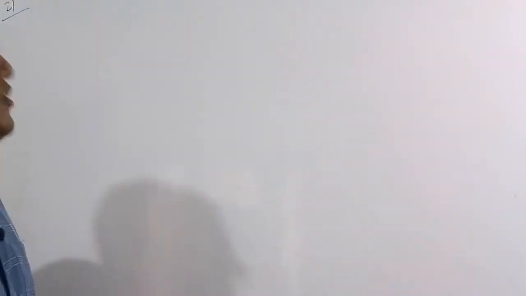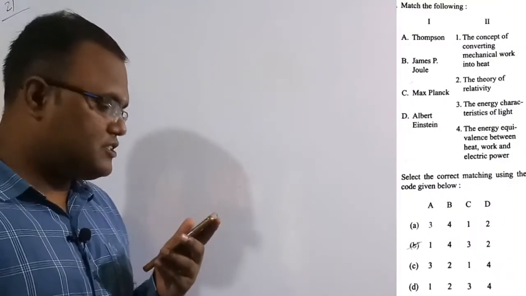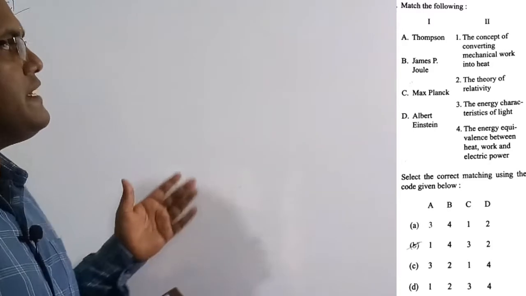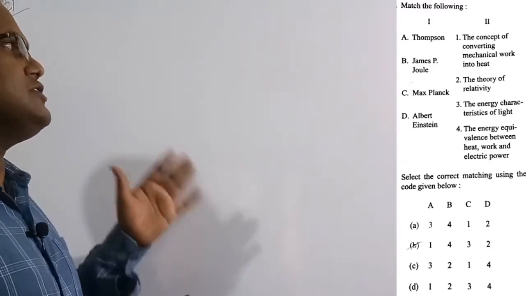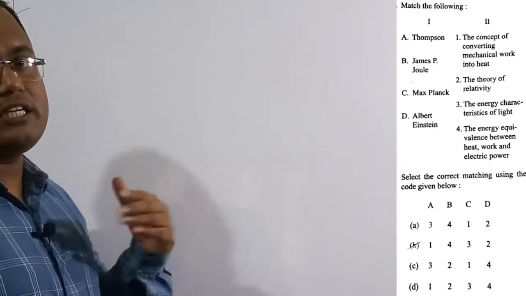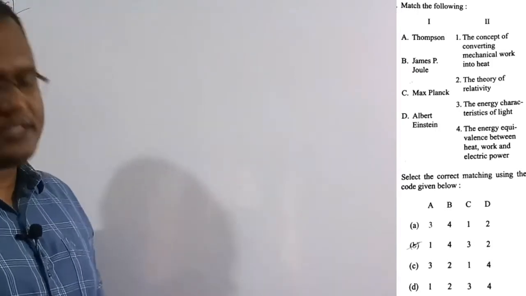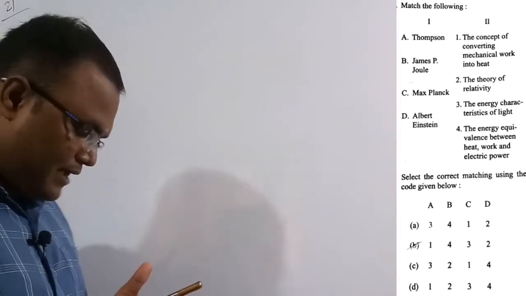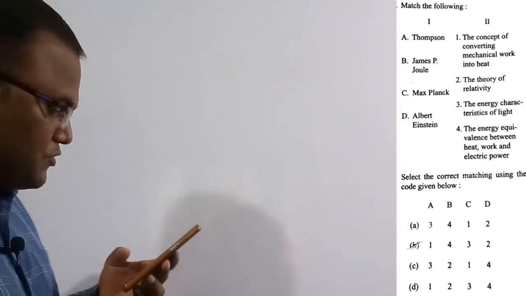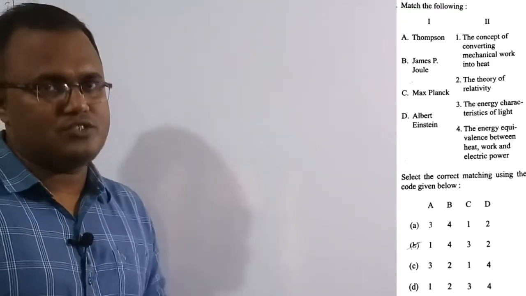So let's get started. Now we are going to solve the 21st question. See the question here: match the following. In list 1 the persons' names are given, and in list 2 the formulas or concepts are given. We have to match them. Select the correct matching using the code given below. What are the 4 options? Option B is the correct solution of this question.